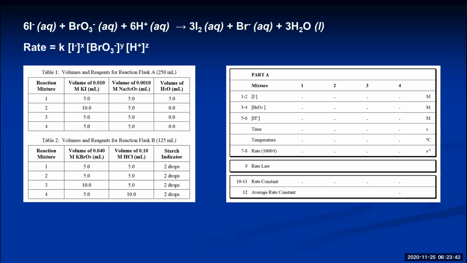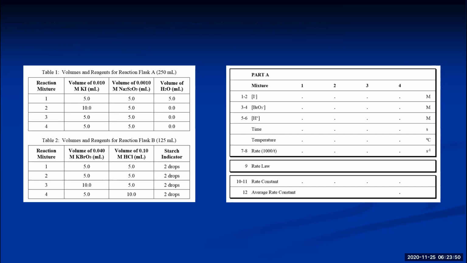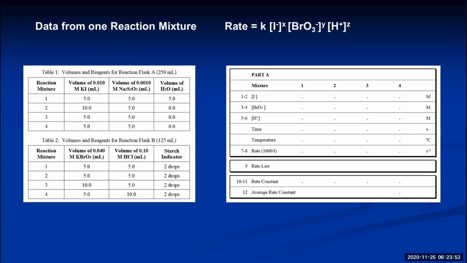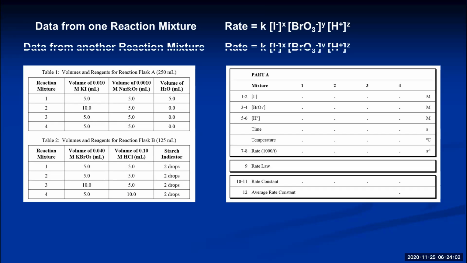To calculate the values of x, y, and z in our rate law, we're going to use the technique where we divide data from one trial by data from another trial. So if we take data from one reaction mixture and plug it into the rate law, we won't know the values of x, y, and z or k, but we'll know the rate and we'll know the initial concentrations of the 3 reactants. And we divide it by reaction data from another mixture, same thing. As long as the temperature is the same, the k's will cancel out.